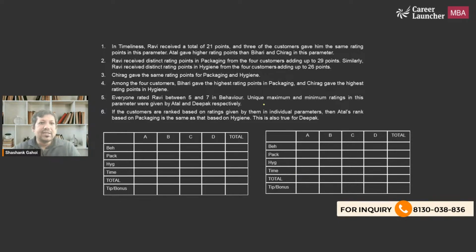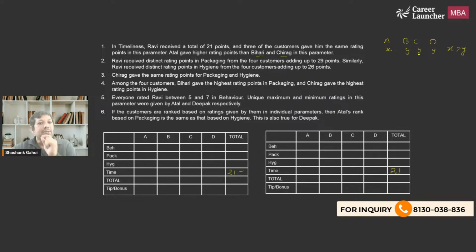In timeliness, Ravi received a total of 21 points. Three customers gave him the same rating on this parameter. Atal gave higher than Bihari and Chirag in this parameter. So A, B, C, D: three people are the same, and one person is greater than the other two. It means if Atal is X, then these three people should be equal, because three people should be equal and one person should be higher than them. And this says that X is greater than Y.